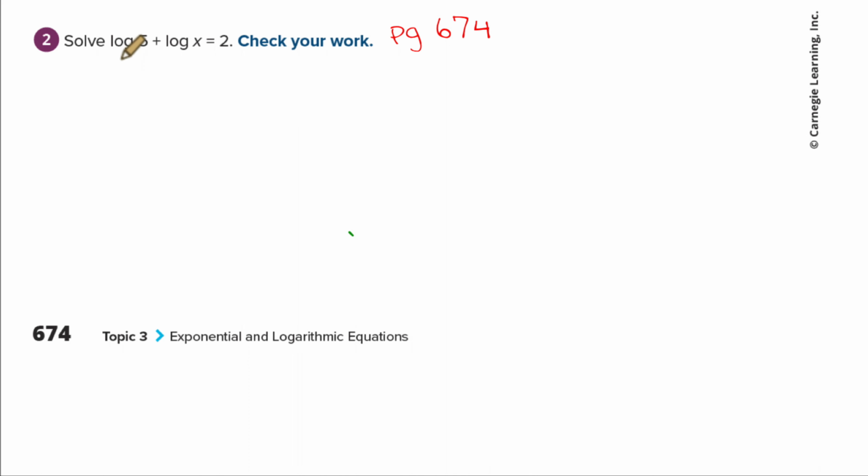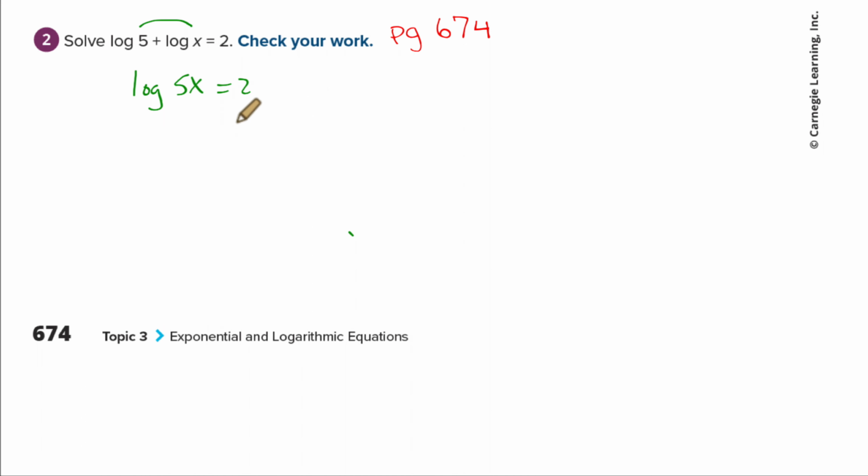Look at this. Log of 5 plus log of x is going to equal 2. So there's two ways to do this. I'm going to show you probably the way that it's preferred. We're going to use our properties that we learned in the last lesson. Look, we have log base 10 of 5 and log base 10 of x. This is equal to the log of the product of those two factors, 5x, right? And that all equals 2.